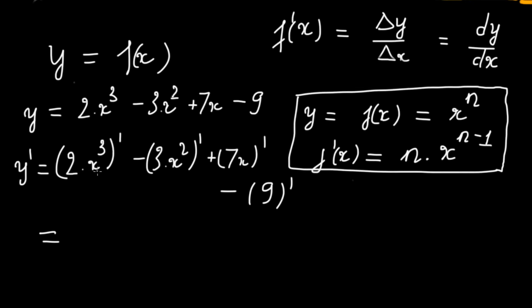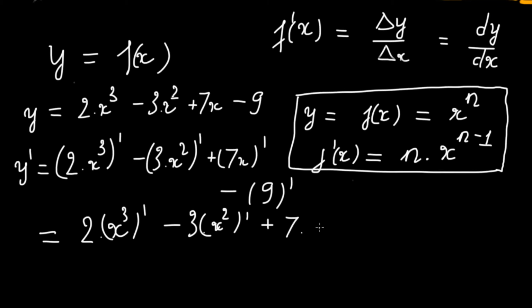So 2 times x to the third prime, you can put 2 outside because 2 is a constant term. And then x to the third prime, minus 3, you put outside. x squared prime. And then 7x, you can put 7 outside. And then you can write x prime right here. Minus 9 prime is 0 because the derivative of a constant is always 0. You can put 0 minus 0.